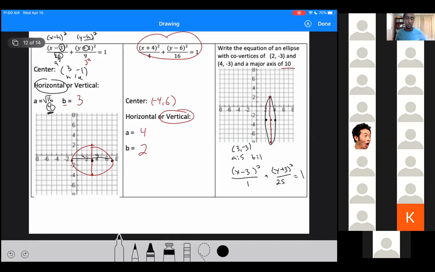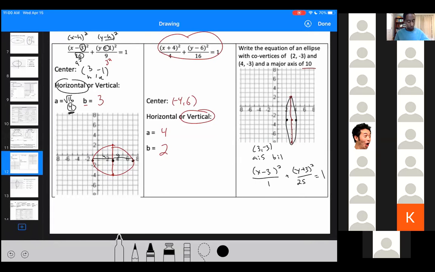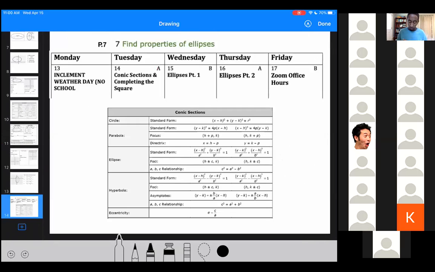Thank y'all. That is the key features as well as how to write the equation from just the basic information. Next class we'll talk about these. What is the relationship between A, B, and C? We talk about A and B, but not C. So we'll talk about what C is. Okay. So that is part 2 of ellipses.